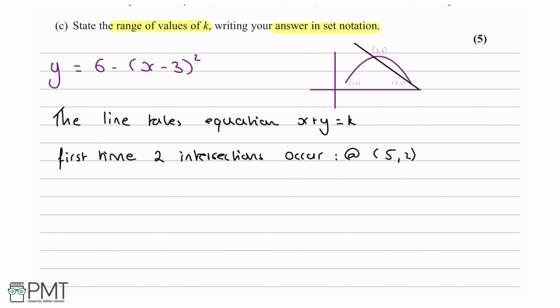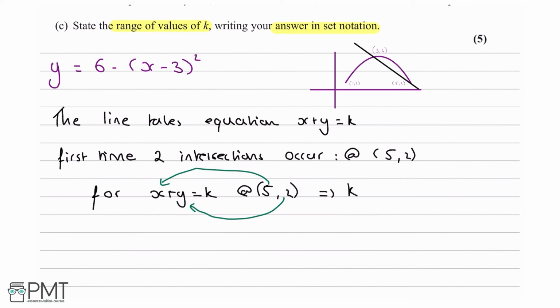So what we can start off by saying is that at this point here, we have x equals 5 and y equals 2. So we can say for x plus y equals k, at (5, 2), we plug in 5 for x and 2 for y, and then we would get k equals 5 plus 2, which equals 7. Okay, so the minimum value k can be for two distinct points of intersection is 7.